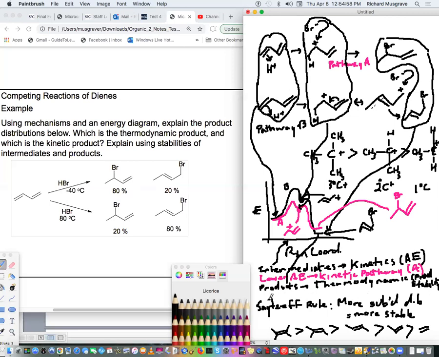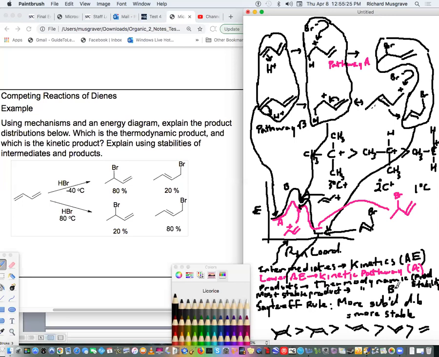Now the one that's more stable is the black pathway. So most stable product, and this is going to be the black pathway, and that's going to be the thermodynamic pathway, thermodynamic product. That's B.